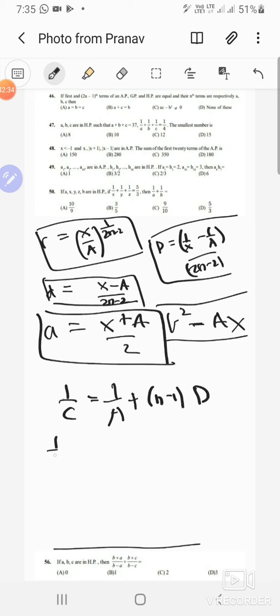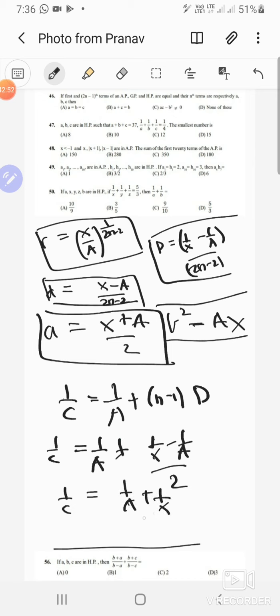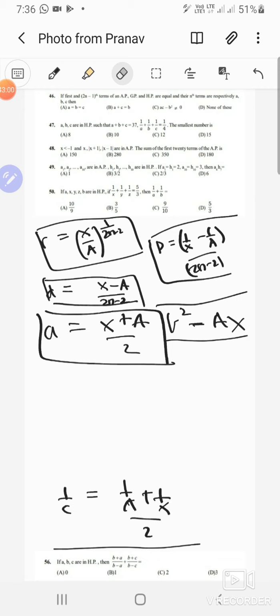So 1 upon c is equal to 1 upon a plus, well, what's d? d is this thing. Okay, fine, so that's going to be (1 upon x minus 1 upon a) upon 2, which gives me 1 upon c is equal to (1 upon a plus 1 upon x) upon 2. Okay, so now we have written everything in terms of a and x completely. So that gives me c is equal to, you have x plus a in the denominator, and then you have 2ax over here.